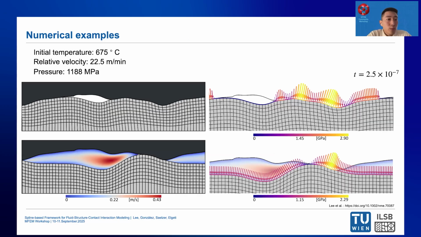Some results with 675 degrees, relative velocity of 22.5 meters per minute and pressure of 1.18 gigapascal. Here at the top, you see the model without the fluid, and at the bottom, with the fluid. And we see the main difference here is the force distribution.